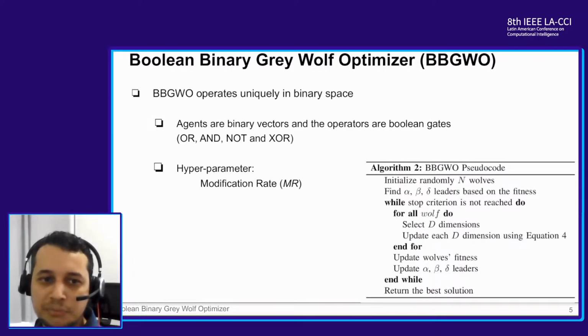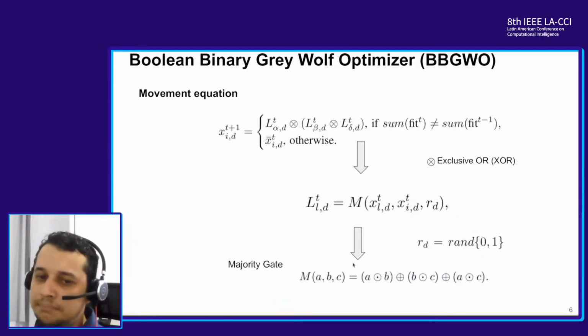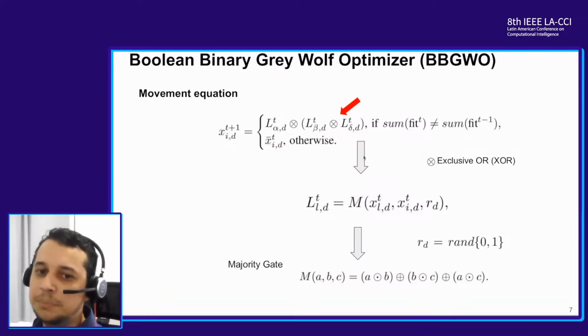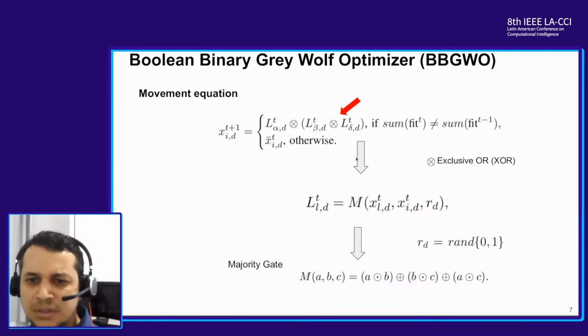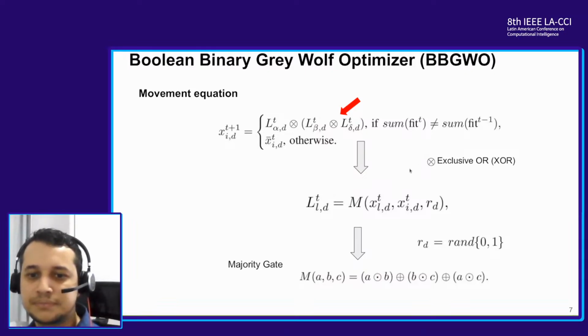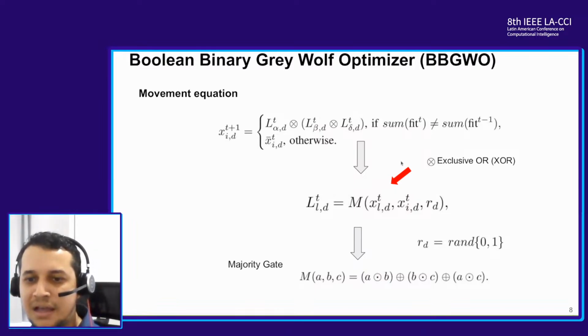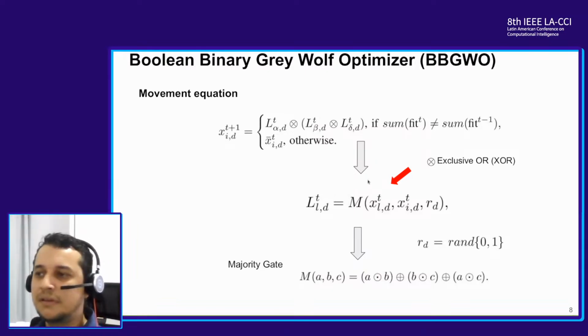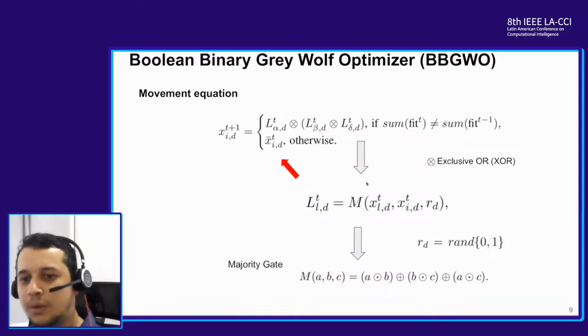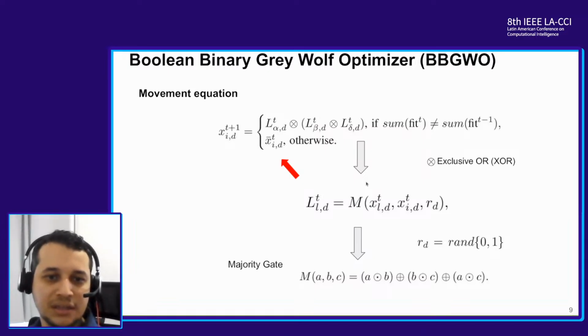Let's see the movement equation. In BBGWO, we have two kinds of behavior in the movement equation. If the swarm is changing its fitness, we use the first one, where we calculate the new position as the output of an exclusive OR, using as input each leader's influence: alpha's influence, beta's influence, and delta's influence. The leader's influence is calculated using a 3-input majority gate, which receives as input the leader's bit, the agent's bit, and a random bit. These are used when the fitness keeps changing. As a second behavior, when the swarm is stagnated, we only flip the selected bit to create diversity in the agents.